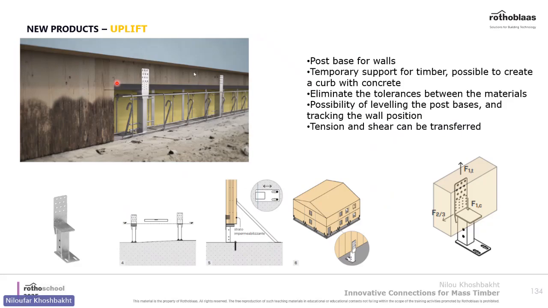This product is called Uplift, which is basically a post base for the CLT wall. It can also resist loads in tension, compression, and shear. And you can use it for different purposes. You can use it as a temporary support. For example, here, as you see, they call the CLT beam, CLT panel, and use it as a temporary support.